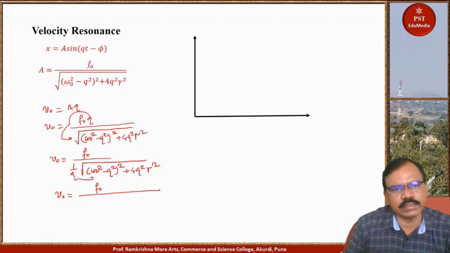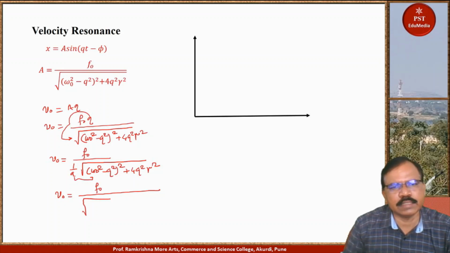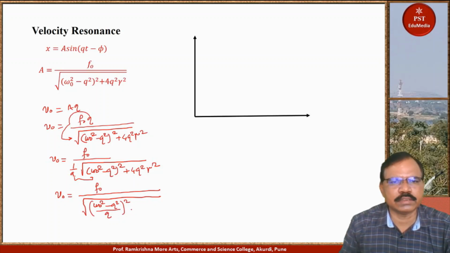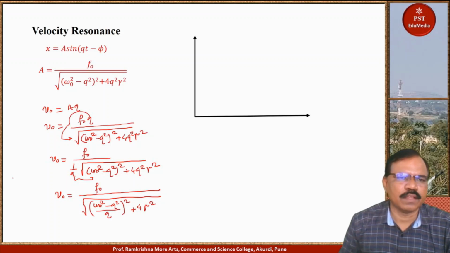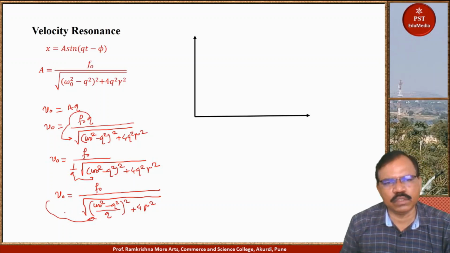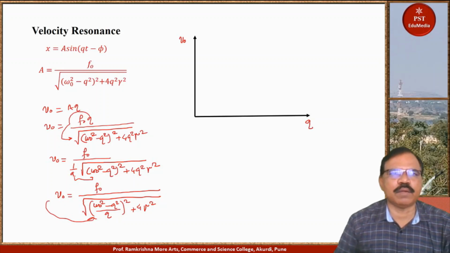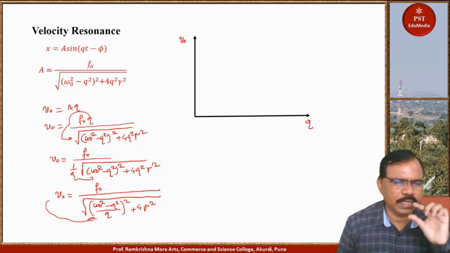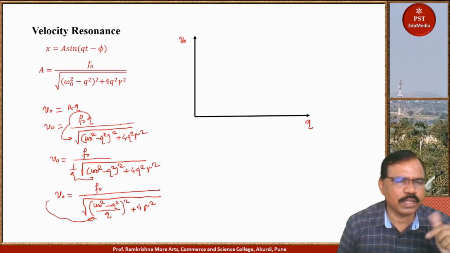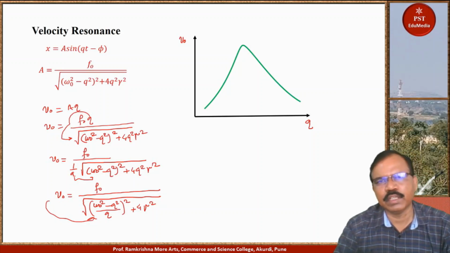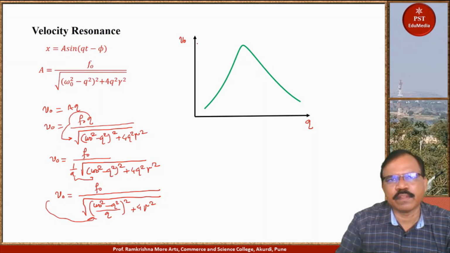Now you can take this 1 by q inside. It becomes 1 upon q square. And if we adjust terms, you will get [(omega 0 square minus q square) whole square multiplied by 1 upon q square] plus 4 gamma square. So again see, V0 depends on this term. If we plot graph of velocity versus frequency of applied force, when the denominator is small, velocity amplitude is large. When the denominator is large, velocity amplitude is small. So if we go on plotting the graph, you will get a graph like this, and somewhere here your velocity amplitude will be maximum. Let us call this V0 max.